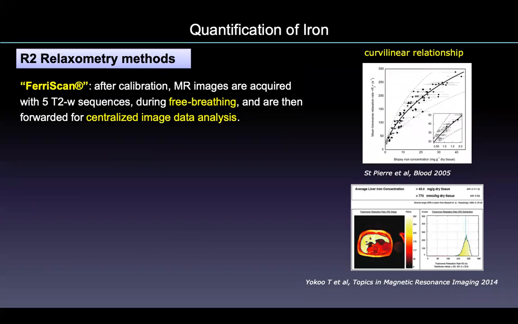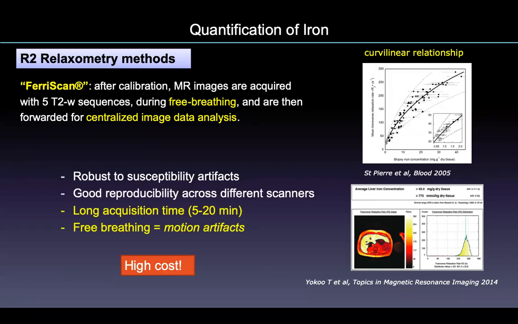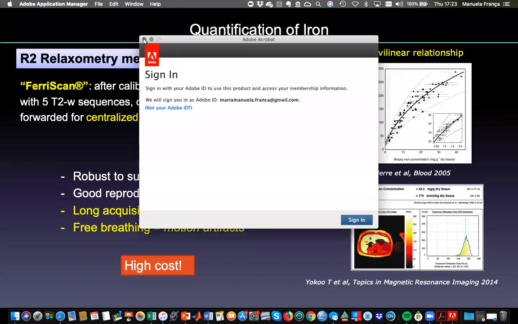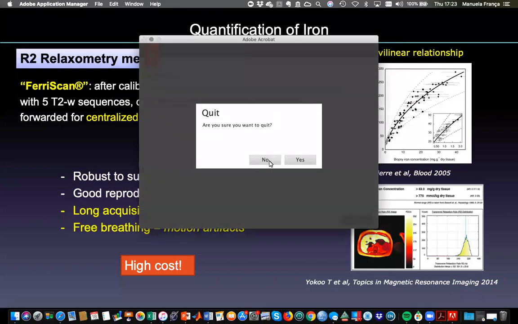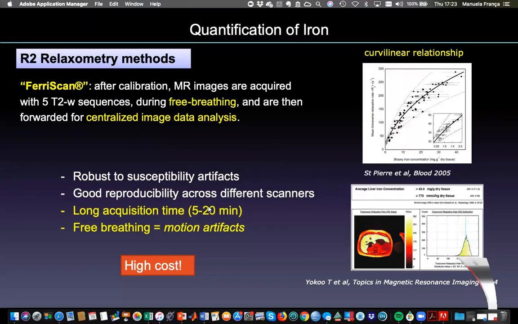And after calibration, this method requires 5 T2 weighted sequences that are acquired during free breathing, and then the images must be forwarded for centralized image data analysis. So this method is robust and reproducible. However, it requires long acquisition times, and because it is acquired on free breathing, it is prone to motion artifacts. And importantly, this method has a high cost.